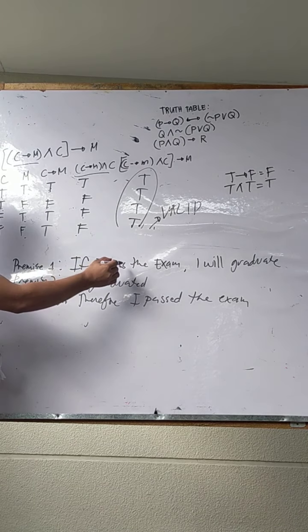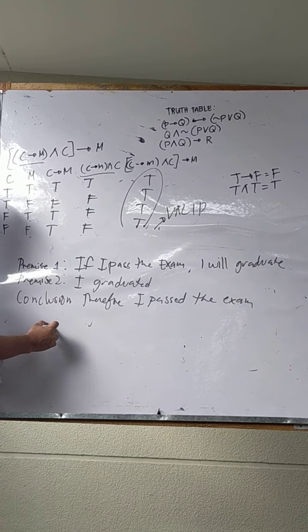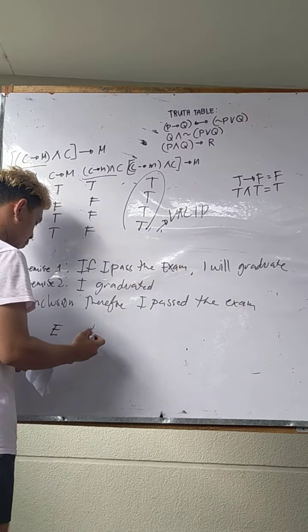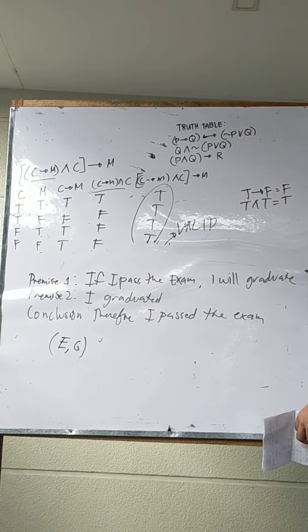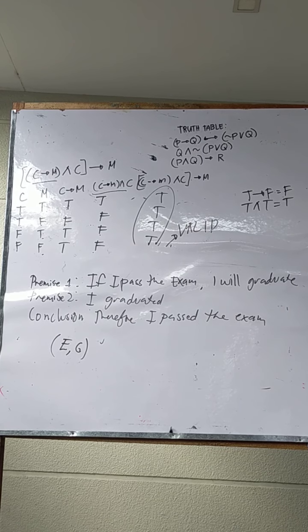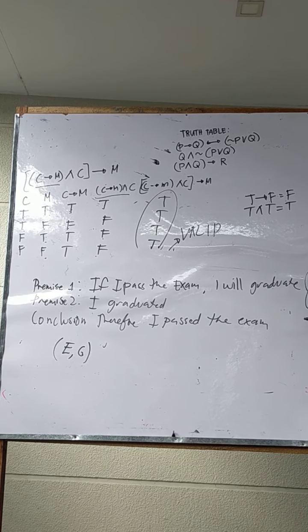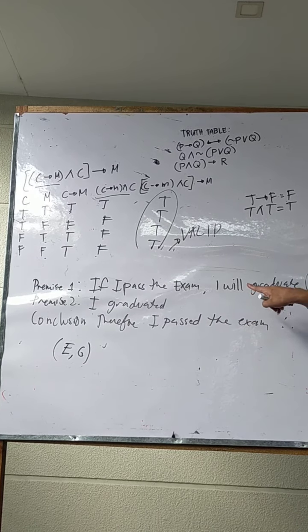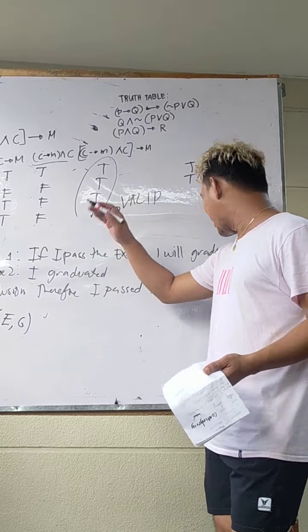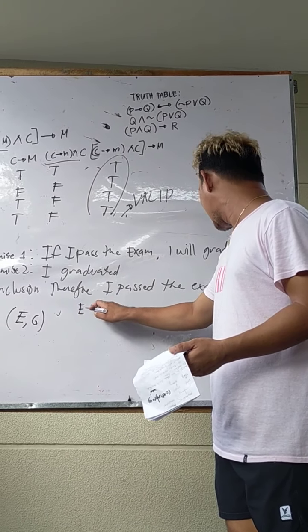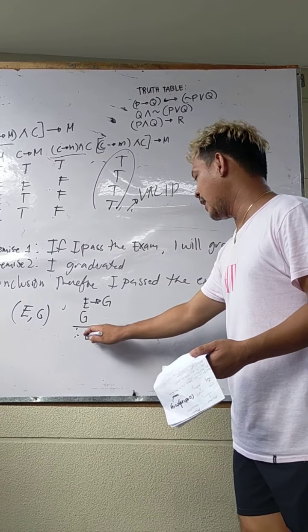So, let us say that proposition 1, I pass the exam, is letter E. And proposition 2, I will graduate, is letter G. Therefore, what are the symbols? If I pass the exam, then I'll graduate. I graduated, we have G. Therefore, I passed the exam, E. Written in symbolic argument form, it becomes E implies G, and G, gives us E.